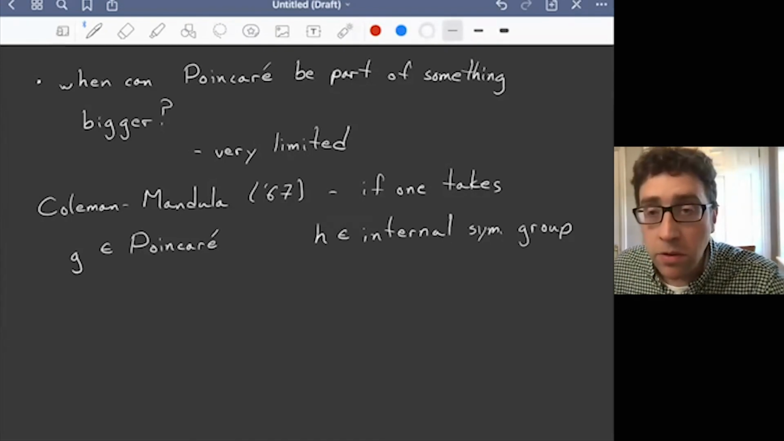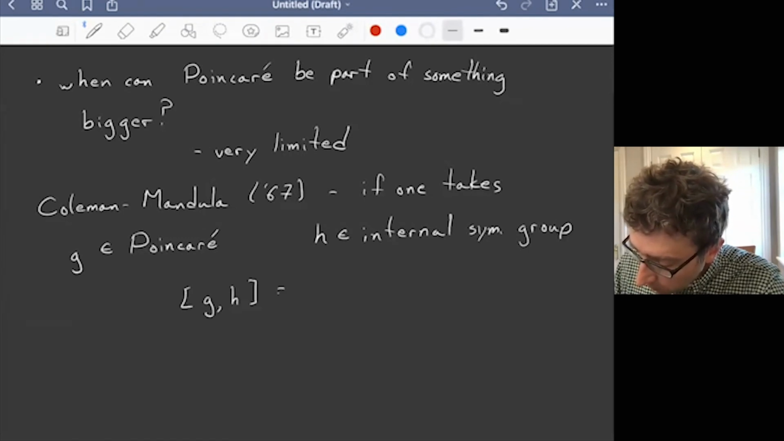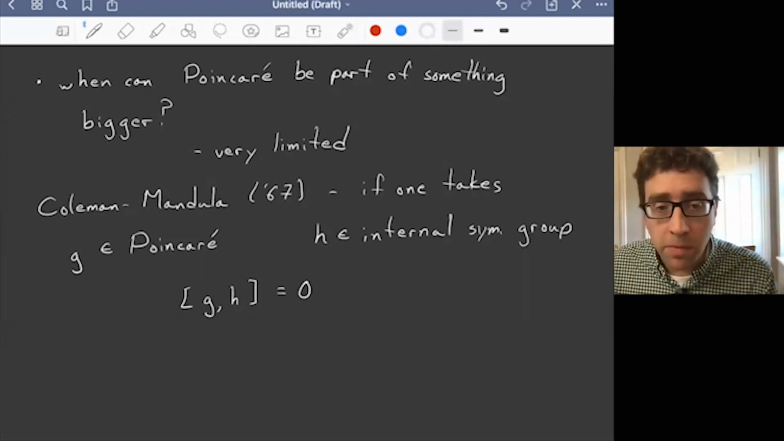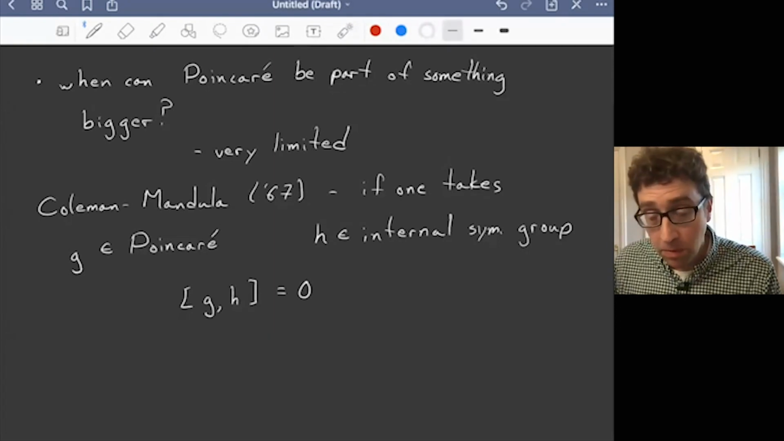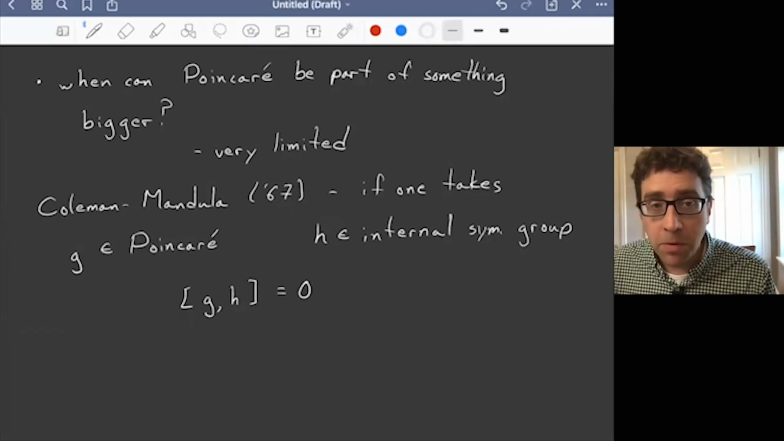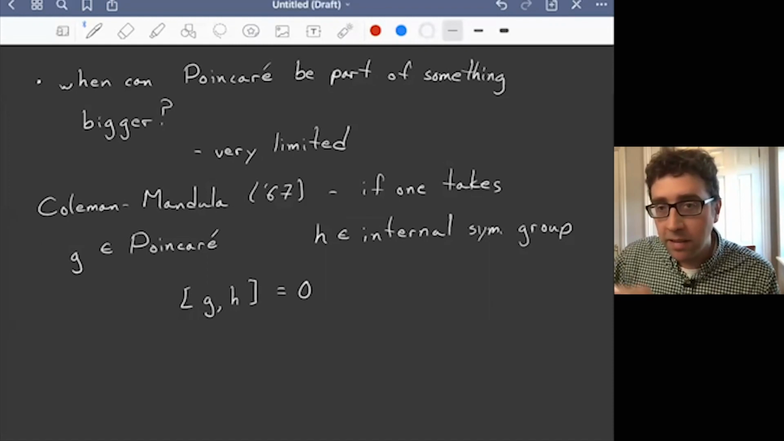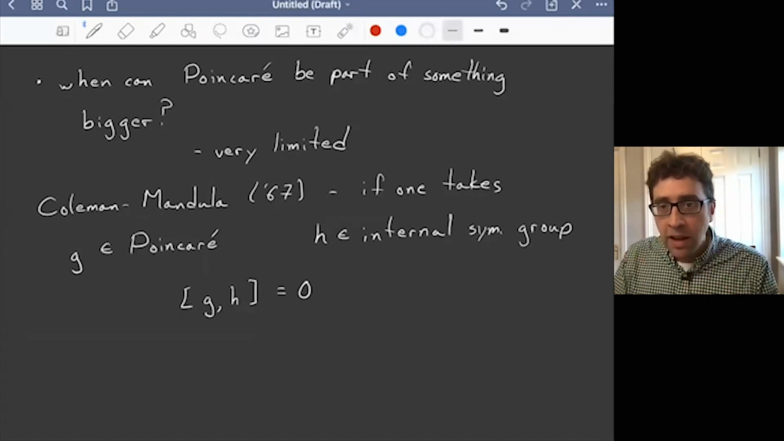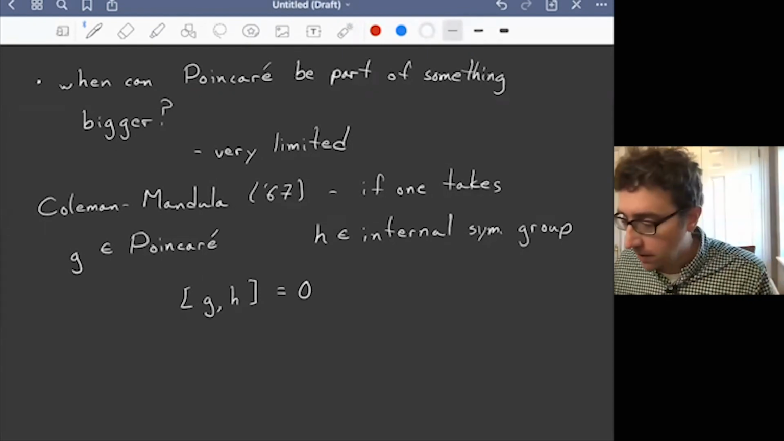The claim is that those group elements commute, that it doesn't matter which order you act with them on some state or quantum field, they combine in a trivial way. And so the only way it seems, if you believe the Coleman-Mandula theorem, to incorporate Poincaré in some larger context is in this purely trivial way. You just take direct products of additional internal symmetry groups. Poincaré then seems even more special from this perspective, that you can't extend it.